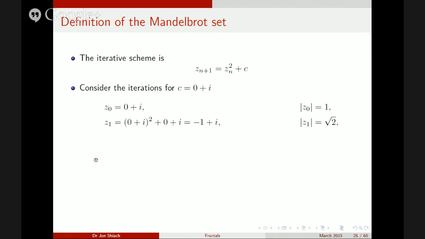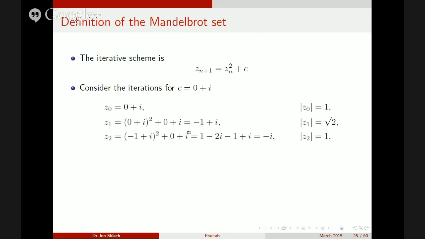Okay. So we take our previous value of Z, square it, and add C. Now here, obviously, we've got i squared, which is minus 1. So that's minus 1 plus our value of C, which is i. Modulus of this, 1 squared plus 1 squared is 2. So we have square root of 2.